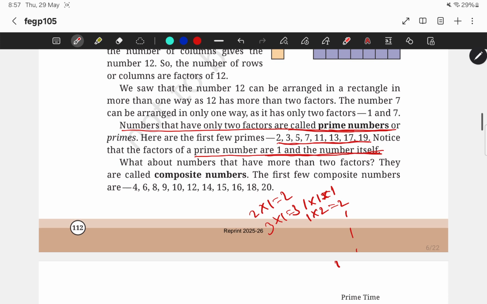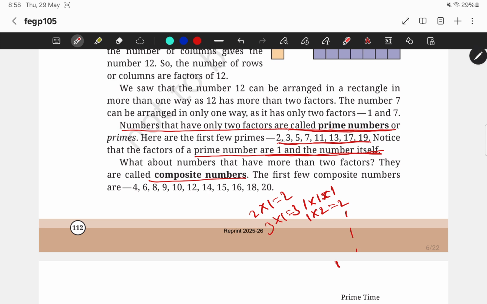And next, the composite numbers. You can remember composite numbers simply as the numbers which are not prime numbers. Here the number 1 is neither a prime number nor a composite number, so we neglect it in prime and composite numbers. For composite numbers, the numbers which are not prime numbers, and the rest of all the numbers, are known as composite numbers.